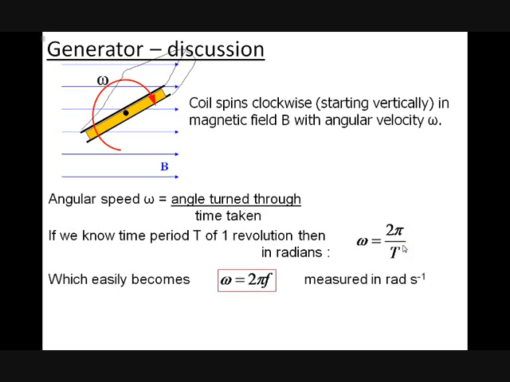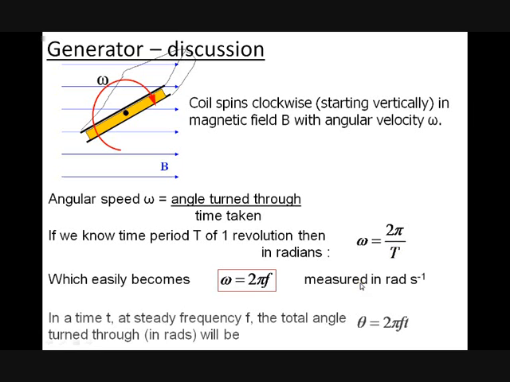Rearranging that, we easily get omega equals 2 pi f, because f is 1 over T, and this is measured in radians per second. So this little t is the amount of time we let it spin for. If we let this particular coil spin at a steady frequency f, the total angle it turns through in radians will be 2 pi f multiplied by the time. This is basically a speed, omega, times time, in the same way that distance equals speed times time.